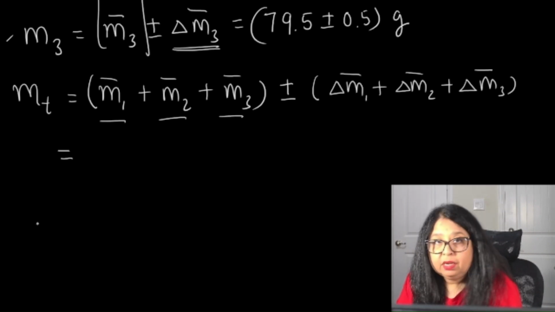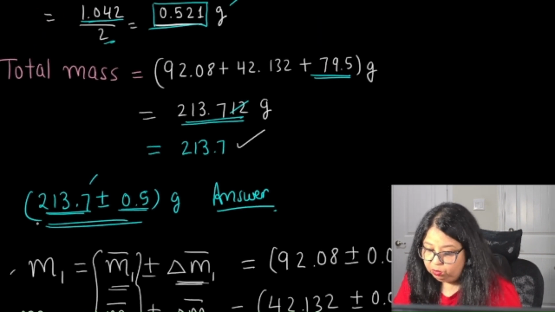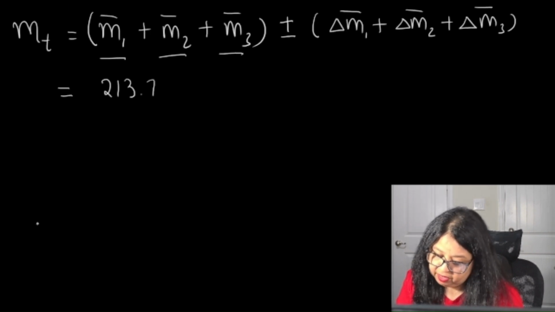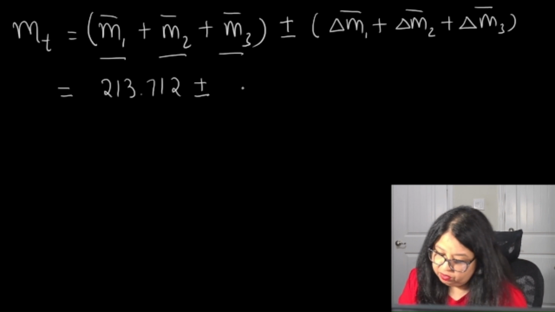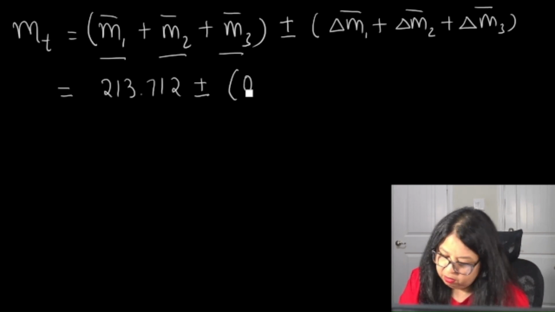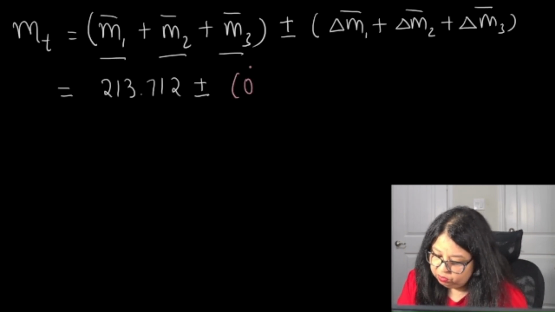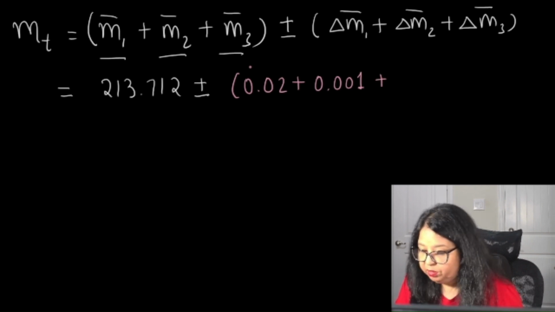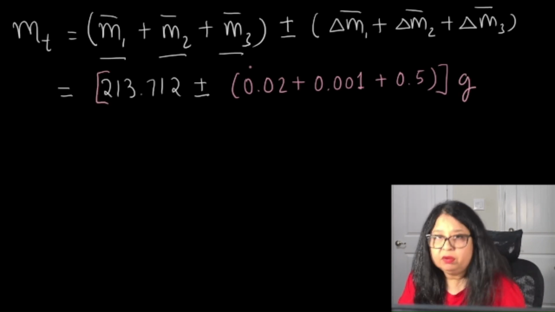Now this is already calculated. We have already done this. Where? Right over here. 213.712. Let's write this down. 213.712 plus minus delta M1. Let me use a different color here. This was equal to what? 0.02 plus delta M2 was 0.001 and the last delta M3 was 0.5. And these are all in grams.